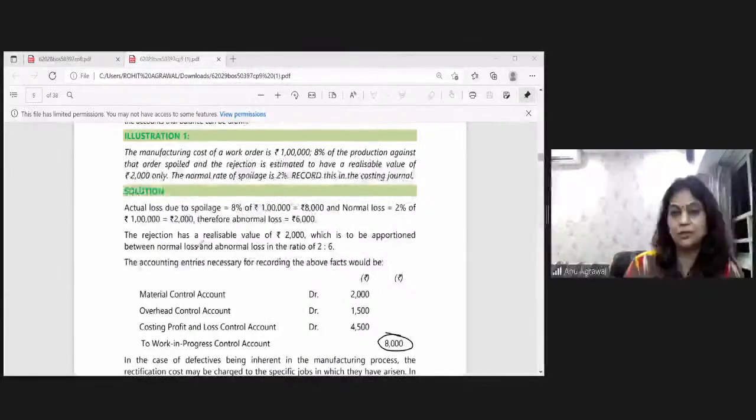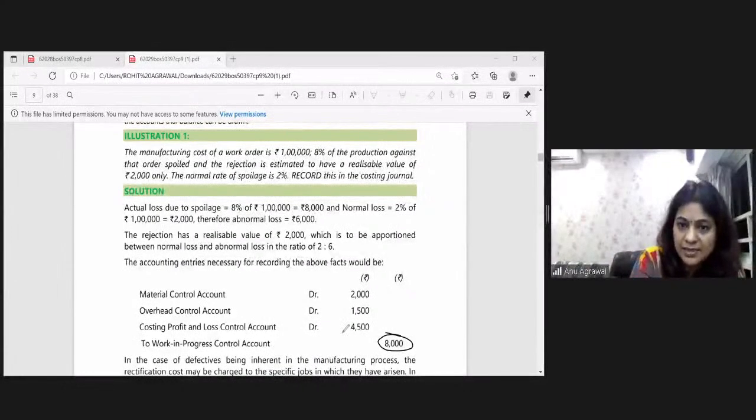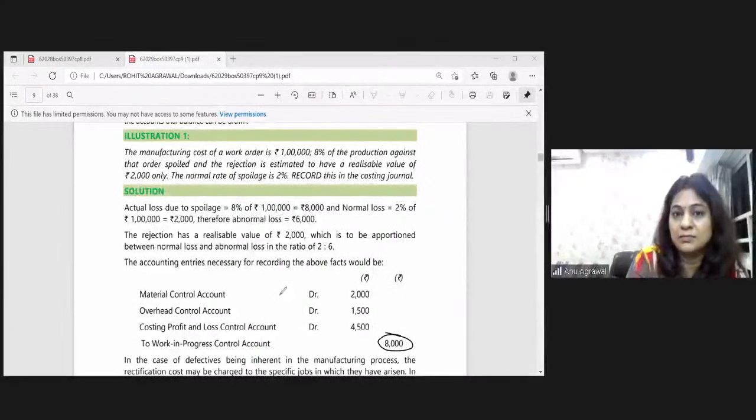That means costing P&L. But when we look at what ICAI has done, it is only 4,500 going into costing P&L account. Why is this, why this particular thing is happening? Any reason for why ICAI has done it?